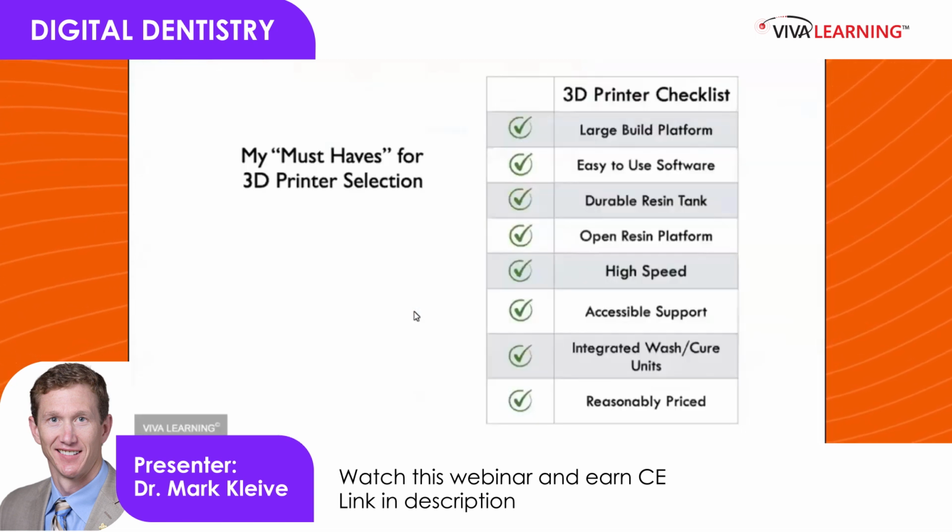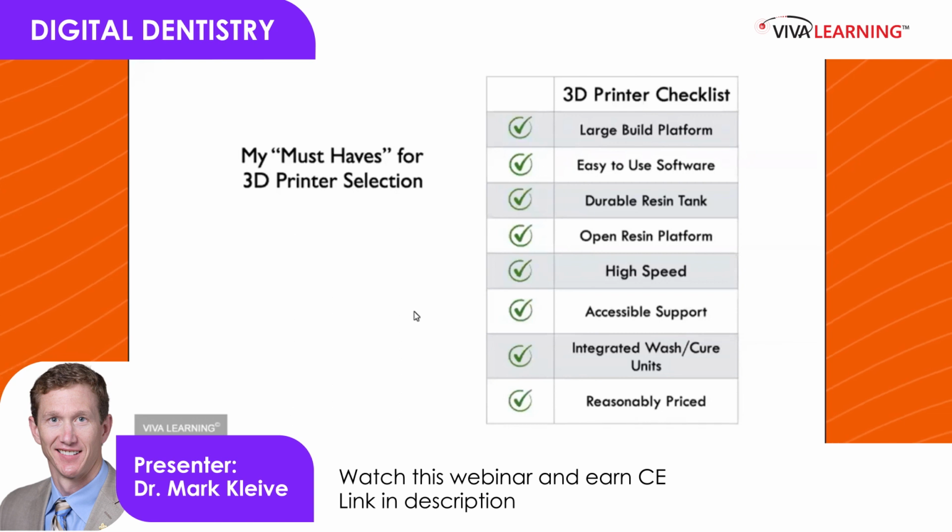So this is just a quick graphic that you can reference at some point when you're ready to put some real thought into buying a printer, kind of what to look for in the printers, what the must-haves are, at least from my standpoint.